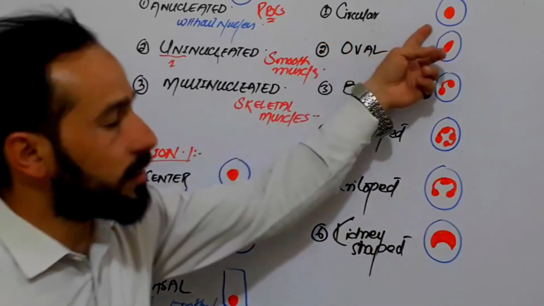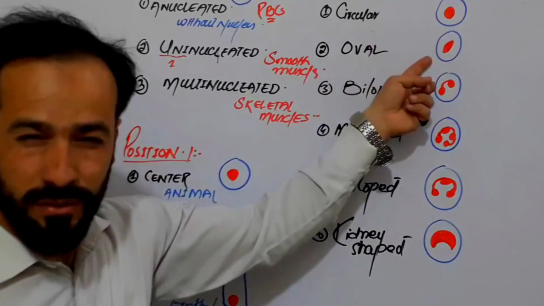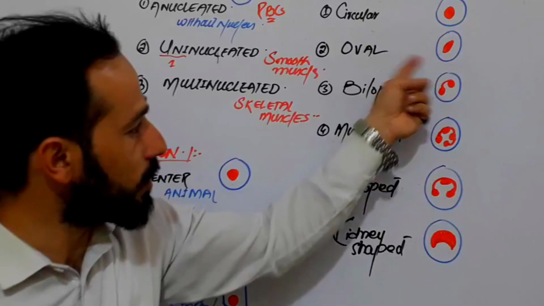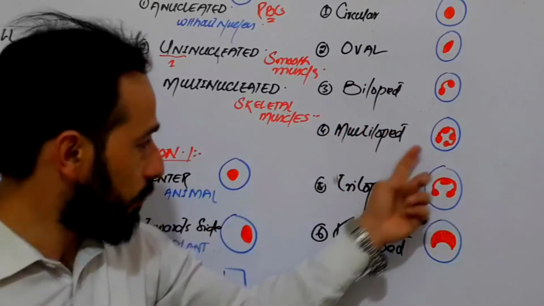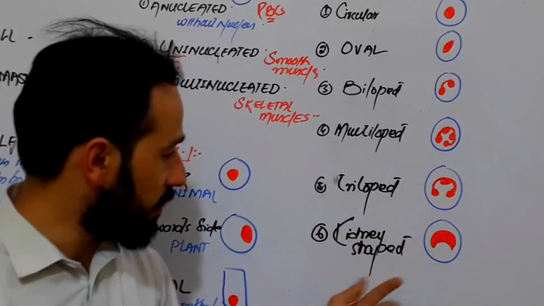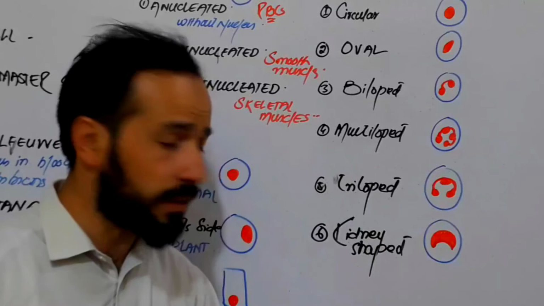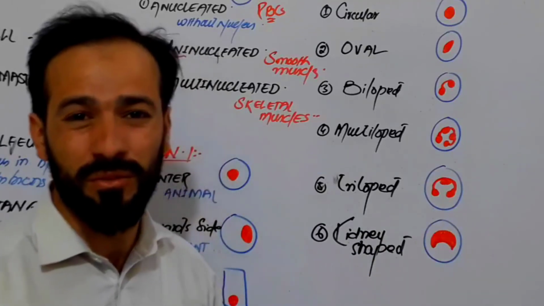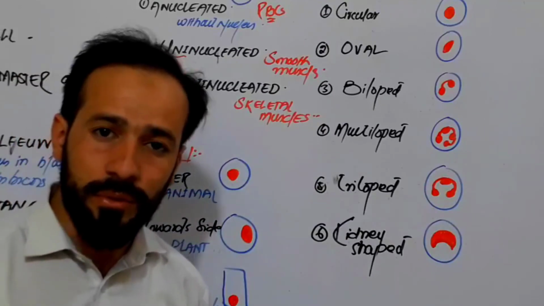We have circular in our somatic cells. We have oval in certain smooth muscles in our body. We have oval shape. Biloop, eosinophils, multiloop, neutrophils, triloop, basophils, kidney shape. Yes, again we can say that these may be basophils, right? So these can be the shapes of the nuclei.